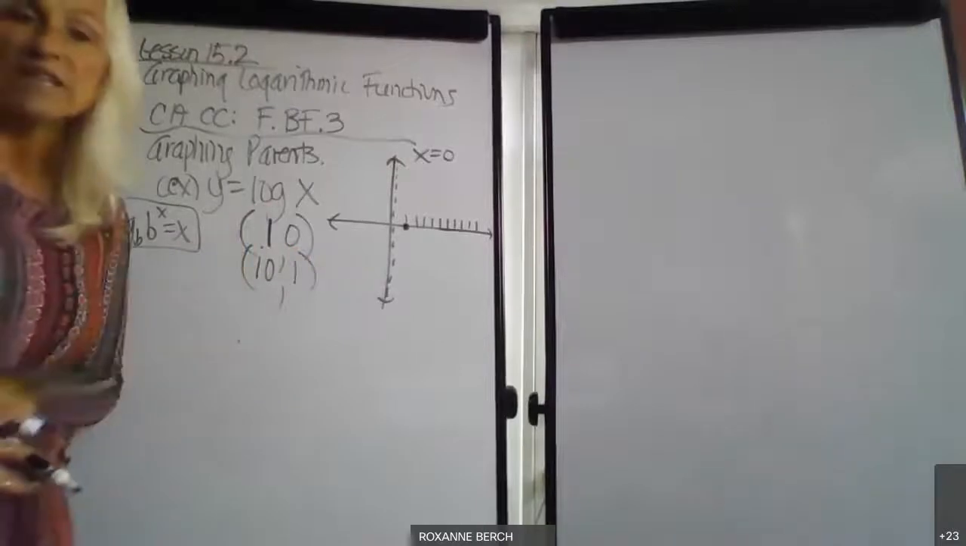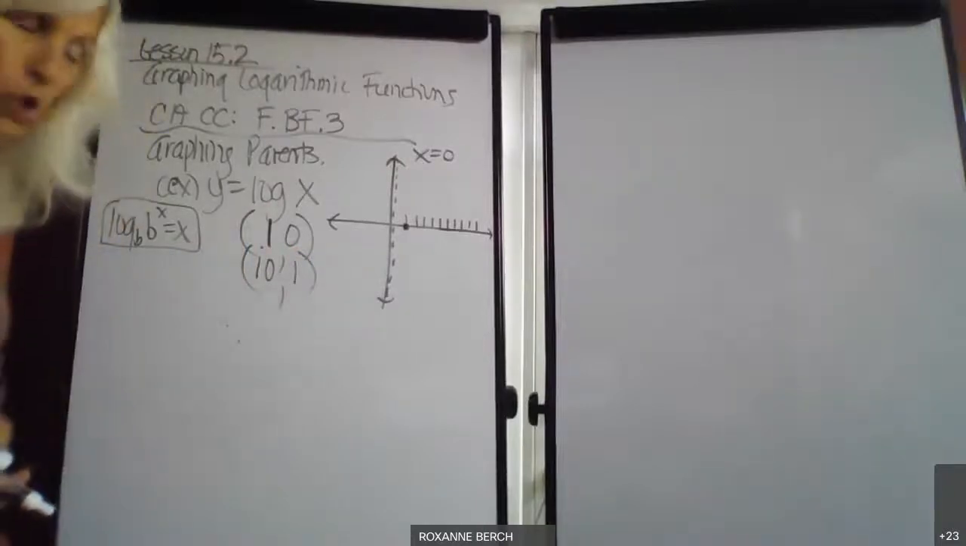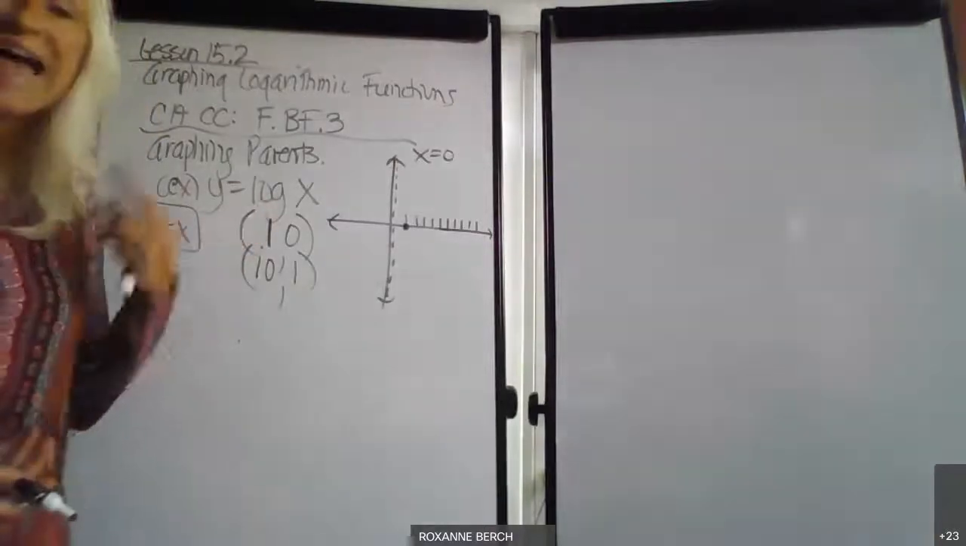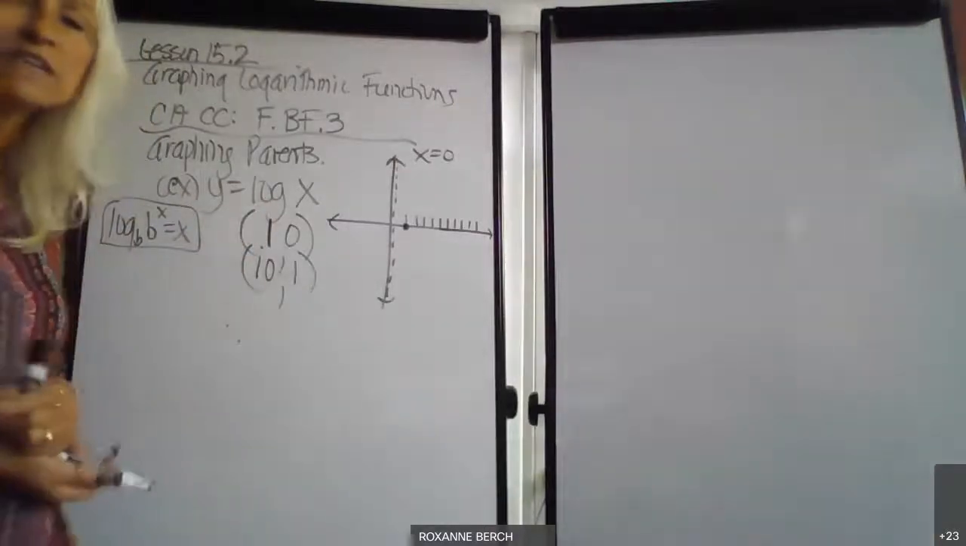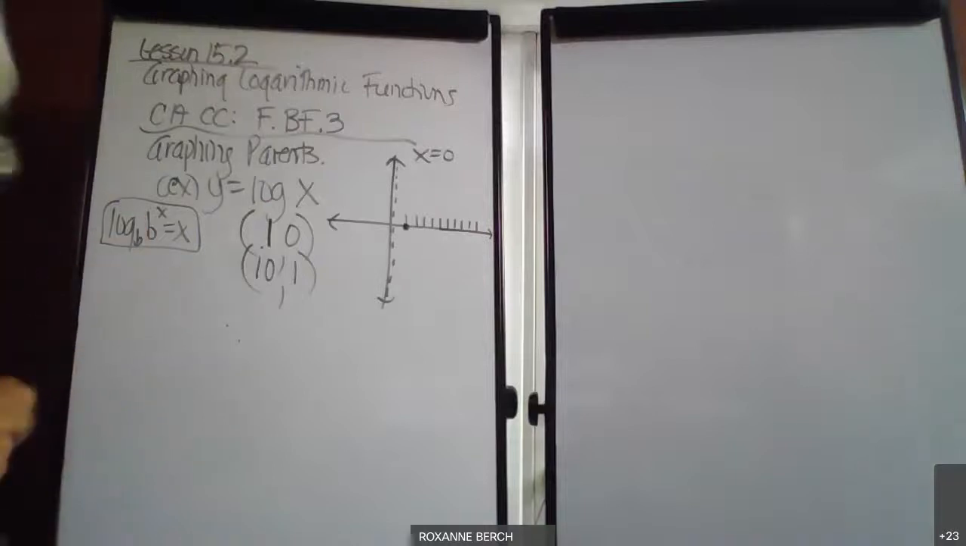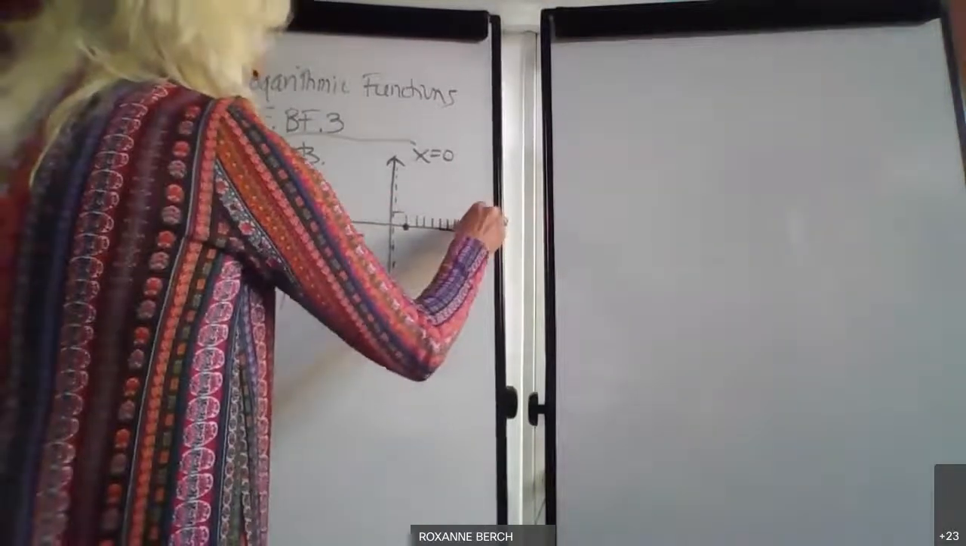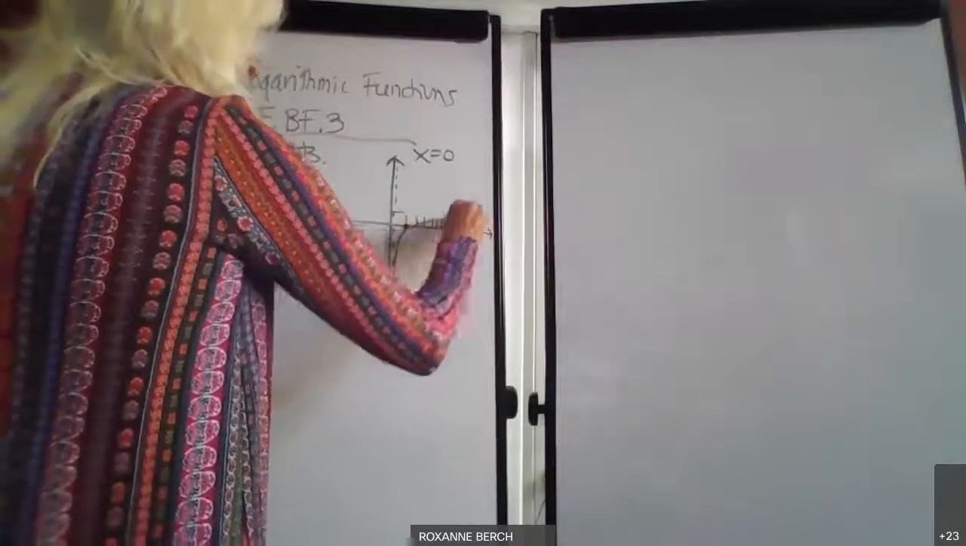Now, if this was a log base 7, you would want to pick an x that's 7. If this was log base a half, we're going to do a lot of these, so you'll get real familiar with this property. All right, so that's what you're going to graph. You're going to graph right 1, 0, and right 10, up 1, and draw your logarithmic function.